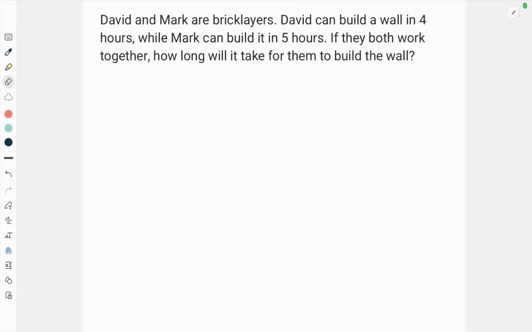Right, so let's continue in our series of these word problems. And this one is a slightly different word problem than the ones we have considered so far. So let's consider this carefully. Let's first read the problem and then we'll talk about how to solve it.